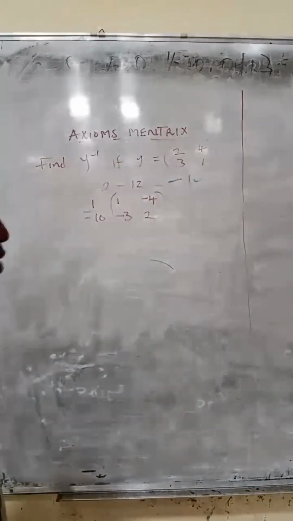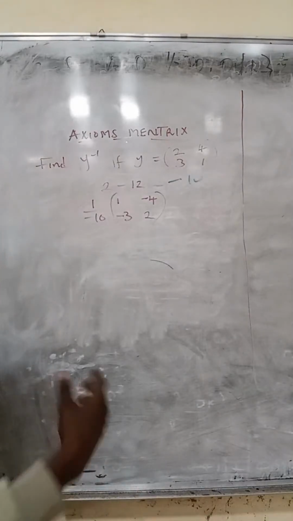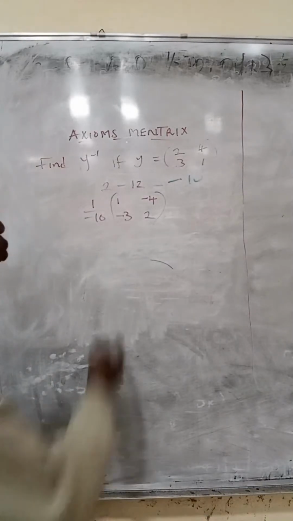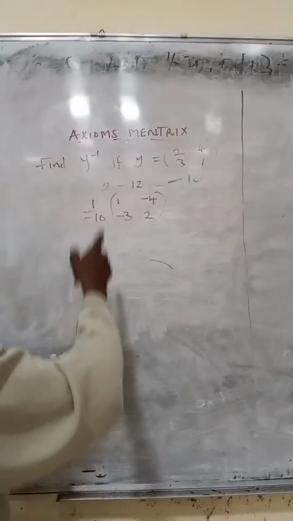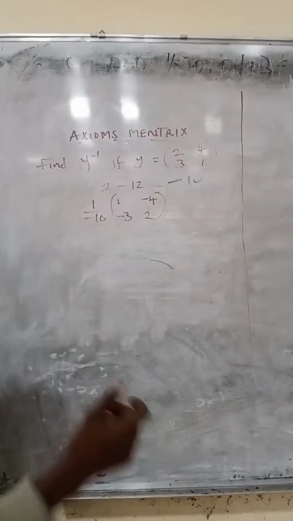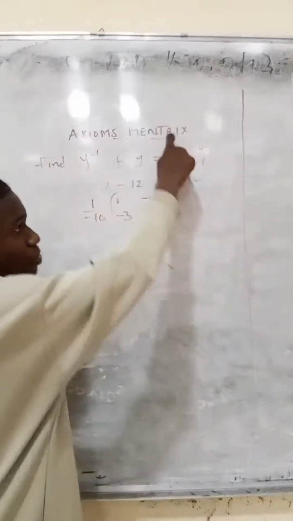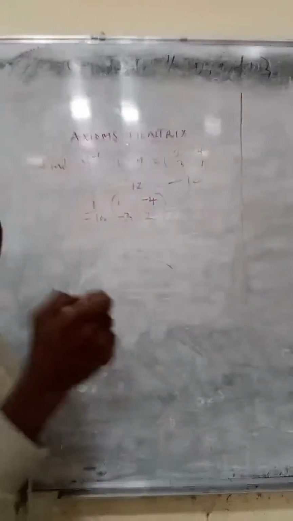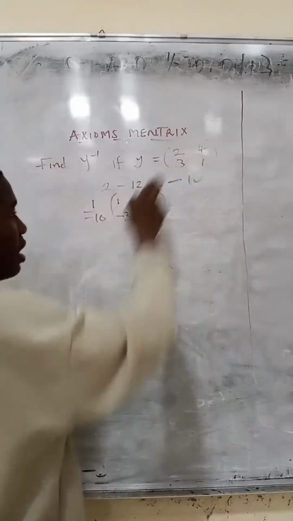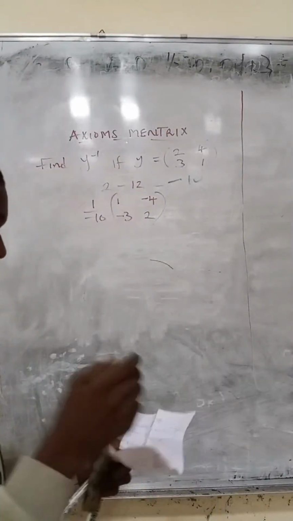So 2 minus 12 equals minus 10. You understand? So from this place, to get the inverse, you're going to be saying 1 over the determinant, which is 1 over minus 10. In the brackets, what I'm doing is to switch this to this point. So 1 is coming here, 2 is coming here. Then I'm adding a negative to this and this. So that's how to solve the third question.